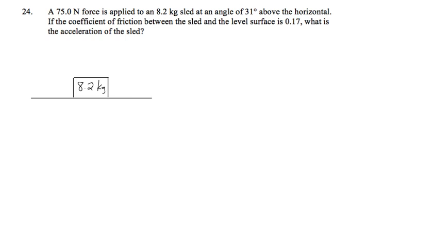So it says a 75 Newton force is applied at an angle of 31 degrees above the horizontal. So I want to make that direction look like 31 degrees. If I start here and go in that direction, that would probably be about 45 degrees. That would be about 60 degrees. So 31 degrees is probably somewhere in there. So that is going to be my applied force in that direction.